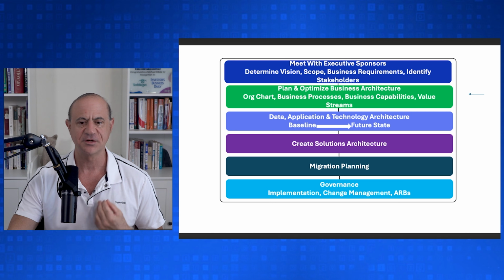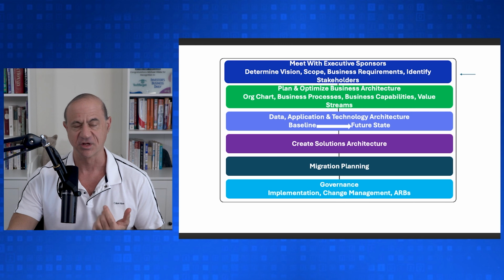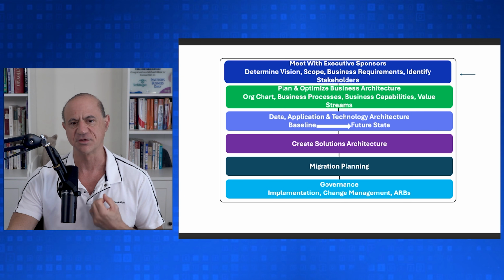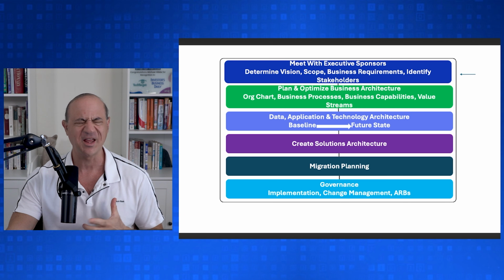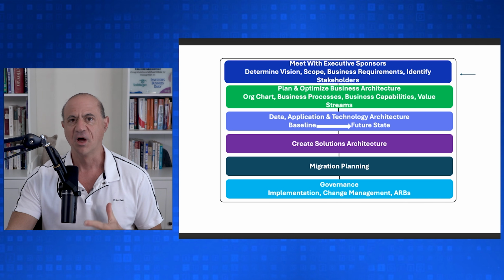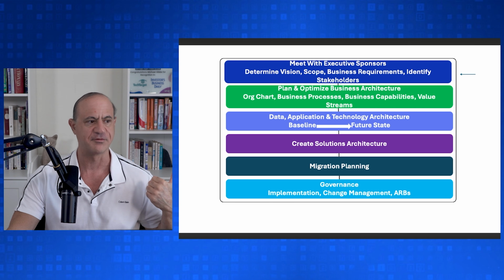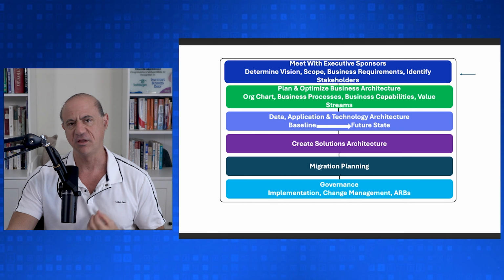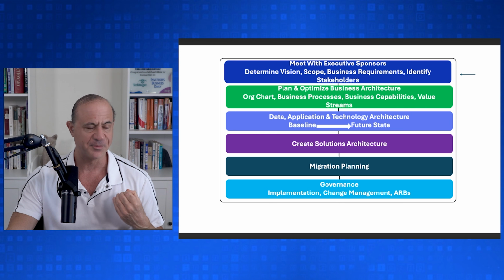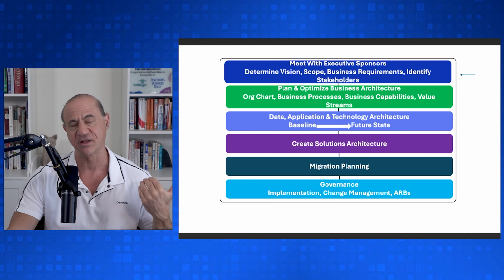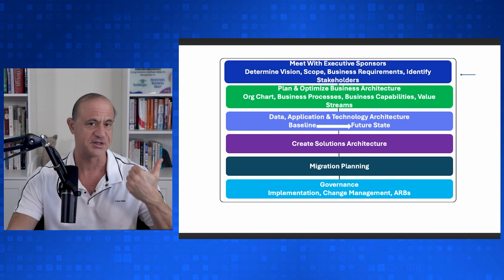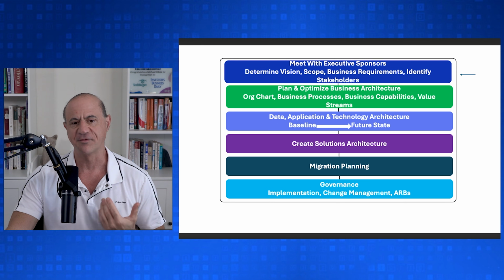The first stage of the enterprise architecture process is truly to meet with the executive sponsors. Who are the executive sponsors for the project? Do they have funding for the project? An identification of them. Now, ideally, the executive sponsors are the C-suite, because the closer we get to the C-suite, the easier it'll be to actually sell the architecture later on. But identifying who the executive sponsors are and meeting with them.